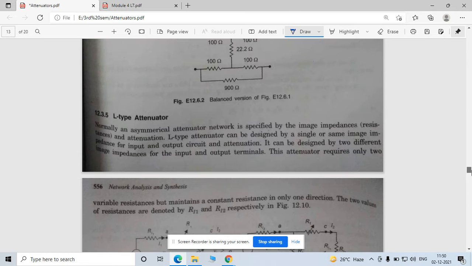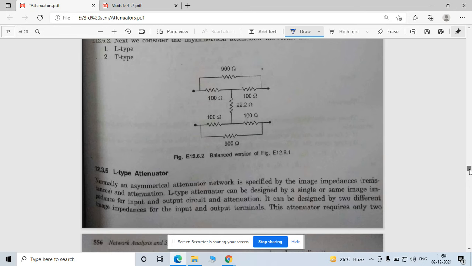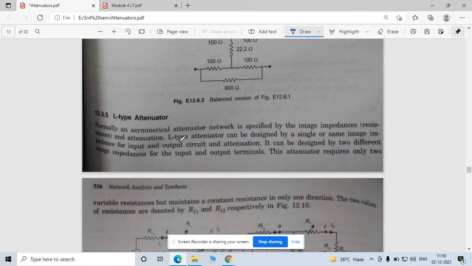Now see here what the L attenuator explains. Normally, an asymmetrical attenuator is specified by the image impedance, right? And especially for this L type of attenuator, we are focusing more on the image impedance concept. And image impedance we already discussed in our previous class. You can watch that lecture. Now, the L type of attenuator can be designed by a single image impedance or image impedances for the input and output circuit attenuation. Okay, we are going to see this point.